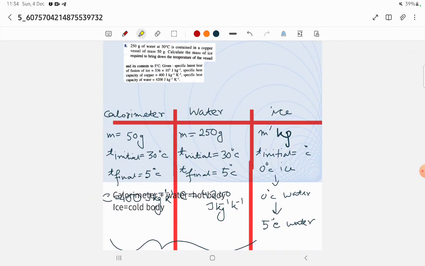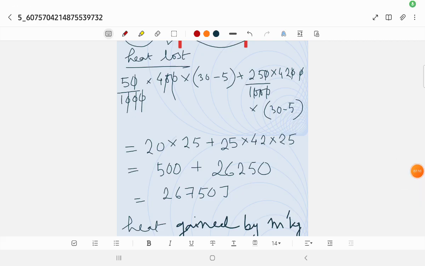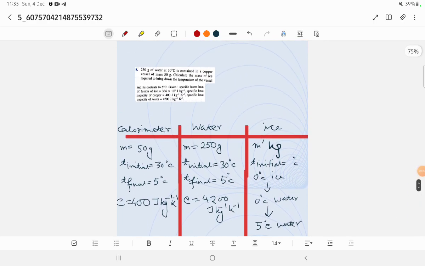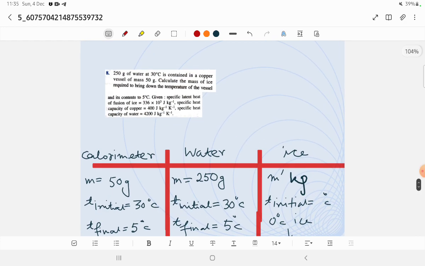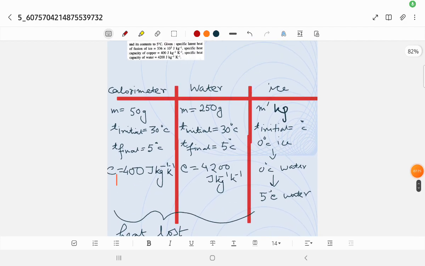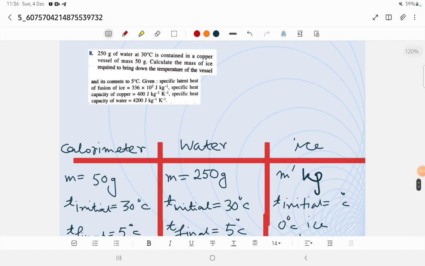Next, come to this one. Okay, next sum: 250 gram of water at 30 degrees centigrade is contained in a copper vessel of mass 50 gram. Calculate the mass of ice required to bring down the temperature of the vessel and its content to 5 degrees centigrade. So here there are three things: calorimeter, water and ice.